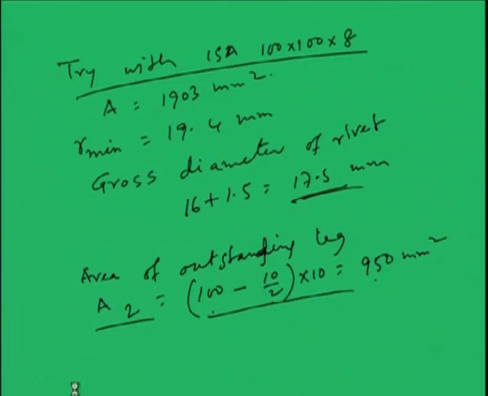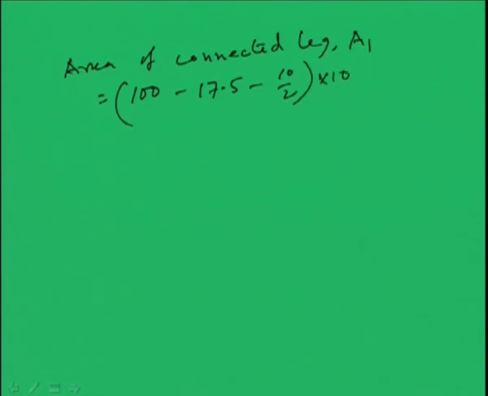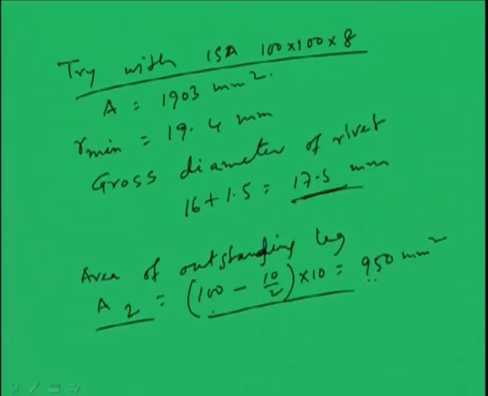Similarly, the area of the connected leg, which is denoted as A1, this will become 100 minus 17.5, the gross diameter, minus thickness 10, into 10. So this will become 775 millimeter square. So we got the value of A1 and also the value of A2.